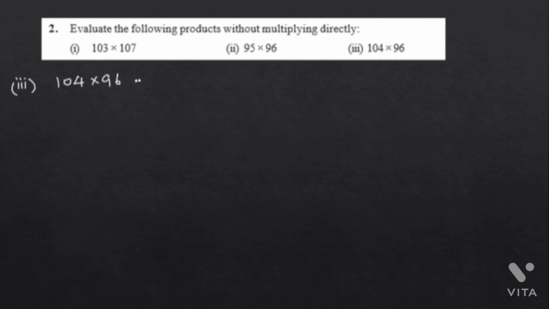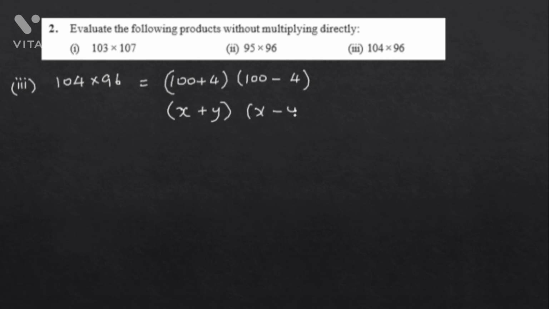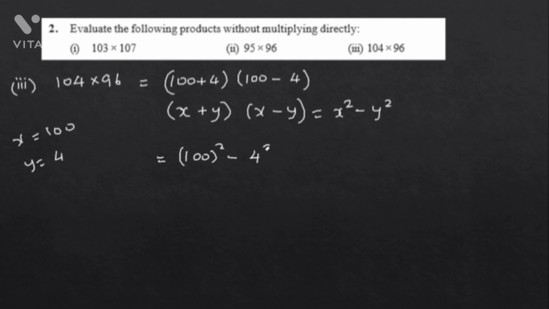Third subdivision, 104 into 96. We can split 104 as 100 plus 4, and 96 as 100 minus 4. So this resembles x plus y into x minus y, that is a plus b into a minus b is equal to a square minus b square, that is x square minus y square. In the place of x we have 100, in the place of y we have 4. So this is equal to 100 square minus 4 square. 100 square gives 10,000, minus 4 square is 16. So 10,000 minus 16 gives 9,984 to be the answer.